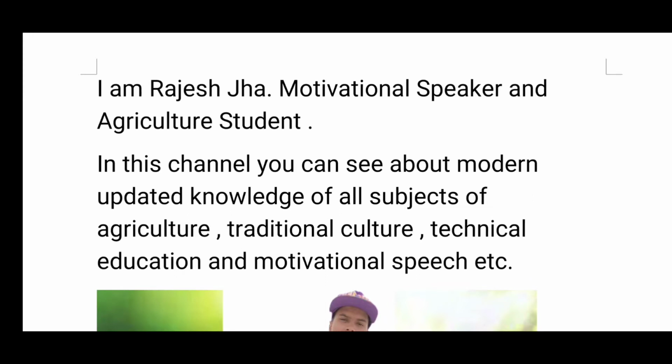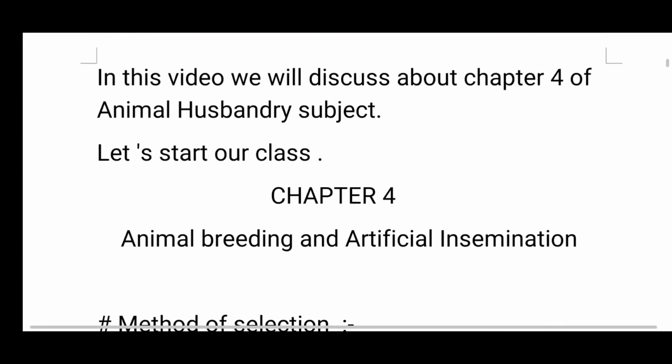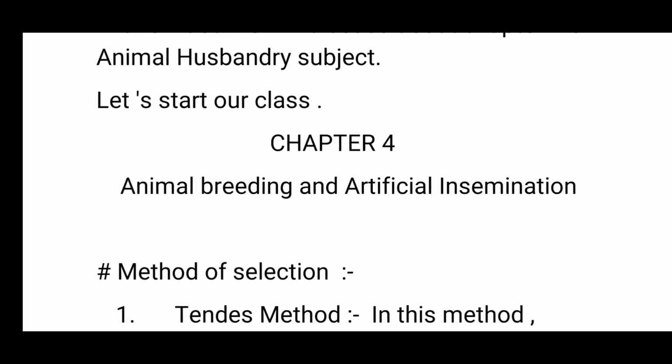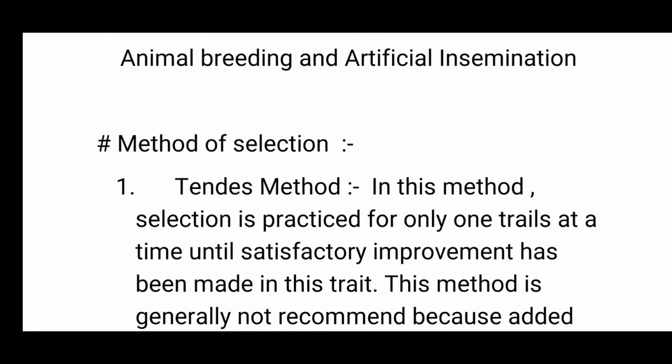In this channel, you can see modern updated knowledge of all subjects of agriculture, traditional culture, technical education, and motivational speech, etc. In this video, we will discuss Chapter 4 of the Animal Husbandry subject. Let's start our class. Chapter 4: Animal Breeding and Artificial Insemination. Our first topic is Methods of Selection.